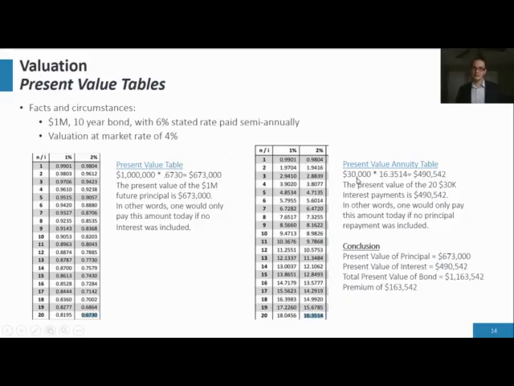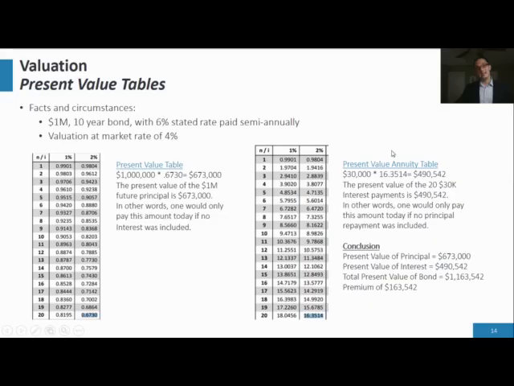So we're looking at this interest payment. We multiply it by the factor we have here in order to get $490,542. The present value of the $30,000 interest payments is $490,542. In other words, if we took the principal out of the equation, you would be willing to pay $490,542 today in order to receive $30,000 of interest over the next 20 periods, or 10 years, semi-annually.